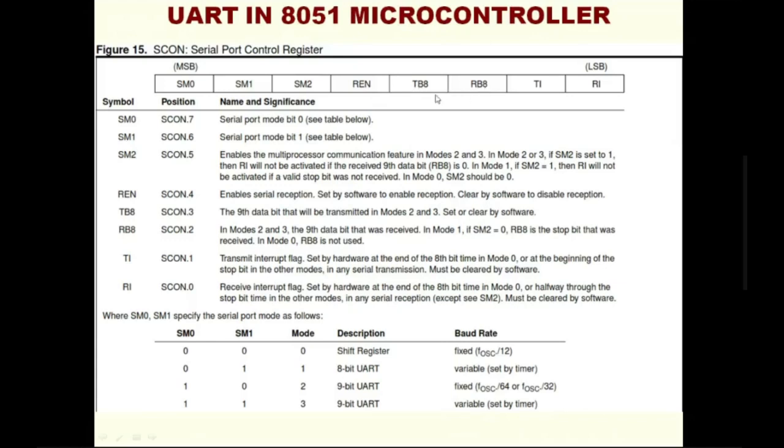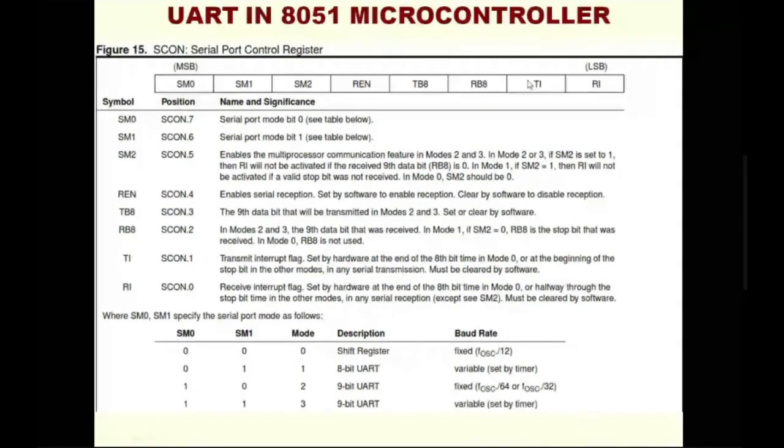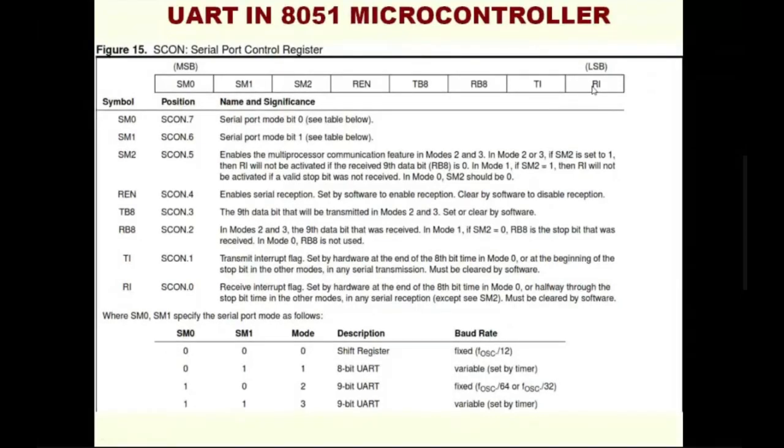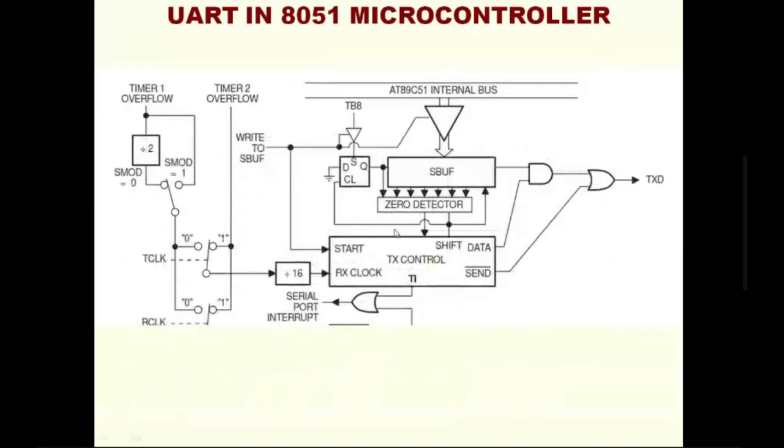TB8 and RB8 are the 8th bit; there is a 9th bit which is needed for multiprocessor communication. And a very important thing, there are TI and RI, which we need to discuss here, which is very interesting: the transmit interrupt flag and the receive interrupt flag.